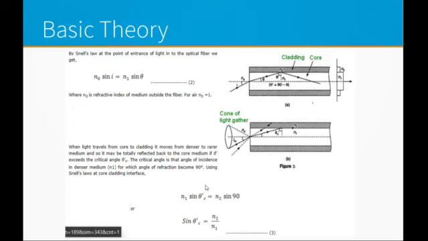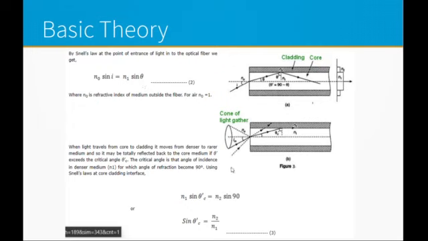Now let us reach the condition of TIR and then the numerical aperture of the optical fiber. As per Snell's law, refractive index of medium 1 multiplied by sine of the angle of incidence in medium 1 is equivalent to the refractive index of medium 2 multiplied by the sine of the angle of refraction inside medium 2. So n0 sine i is equal to n1 sine theta. Now n0 is equal to 1, so sine i is equal to n1 sine theta.